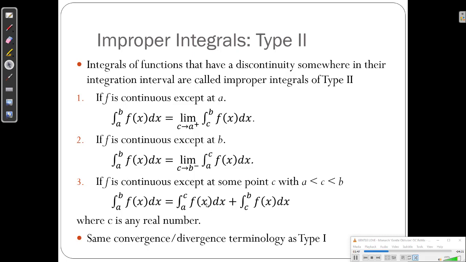So that's what we're going to do. Improper integrals of type 2. It's going to be somewhat similar to what we were doing with improper integrals of type 1. It's just, instead of infinite limits of integration, we're just going to have points where your function is discontinuous. We're still going to do limits though, so it's going to be very similar.